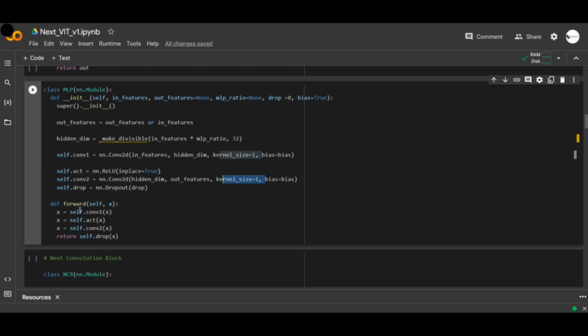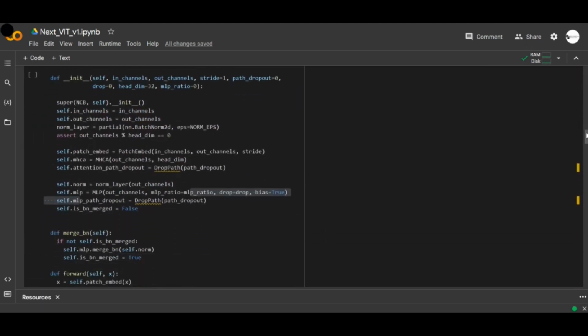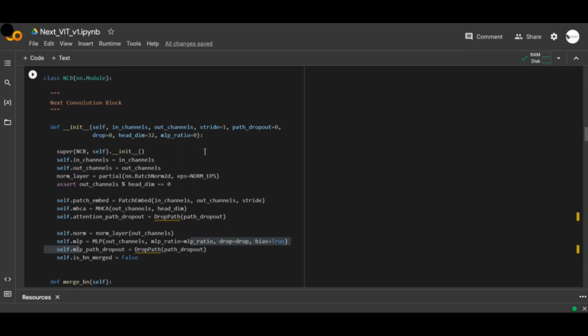Then we apply the forward pass. So yeah, I think that's the most important thing. I'm just gonna go to the next component, which is the next convolutional block. So here essentially is just the stack of the components that we just discussed now.